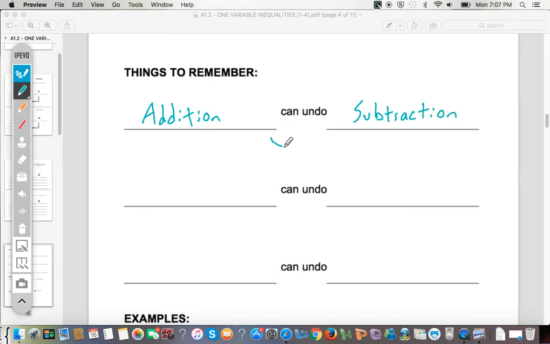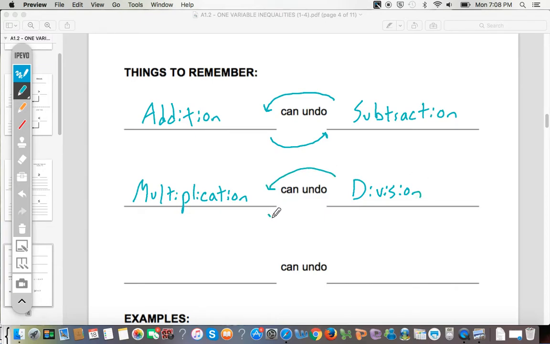Okay? I'm going to draw an arrow right here because addition can undo subtraction, but also subtraction can undo addition. Okay? Our other one, multiplication can undo division, and vice versa. So let me draw those arrows.